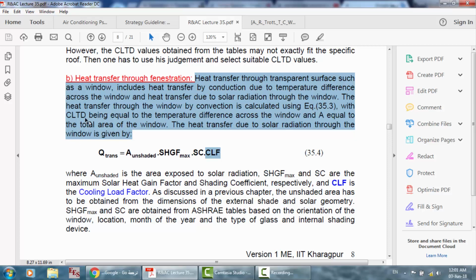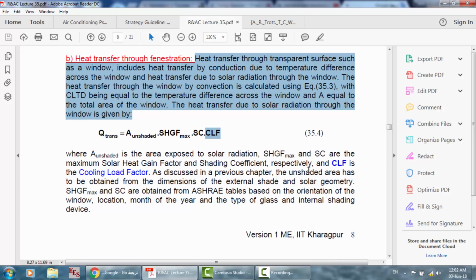With CLTD being equal to the temperature difference across the window and A equal to the total area of the window. The heat transfer due to solar radiation through the window is given by this equation, where A unshaded is multiplied by the SHGF maximum. Here A is the area exposed to the solar radiation, and SHGF maximum and SC are the maximum solar heat gain factor and shading coefficient, respectively. CLF is the cooling load factor.